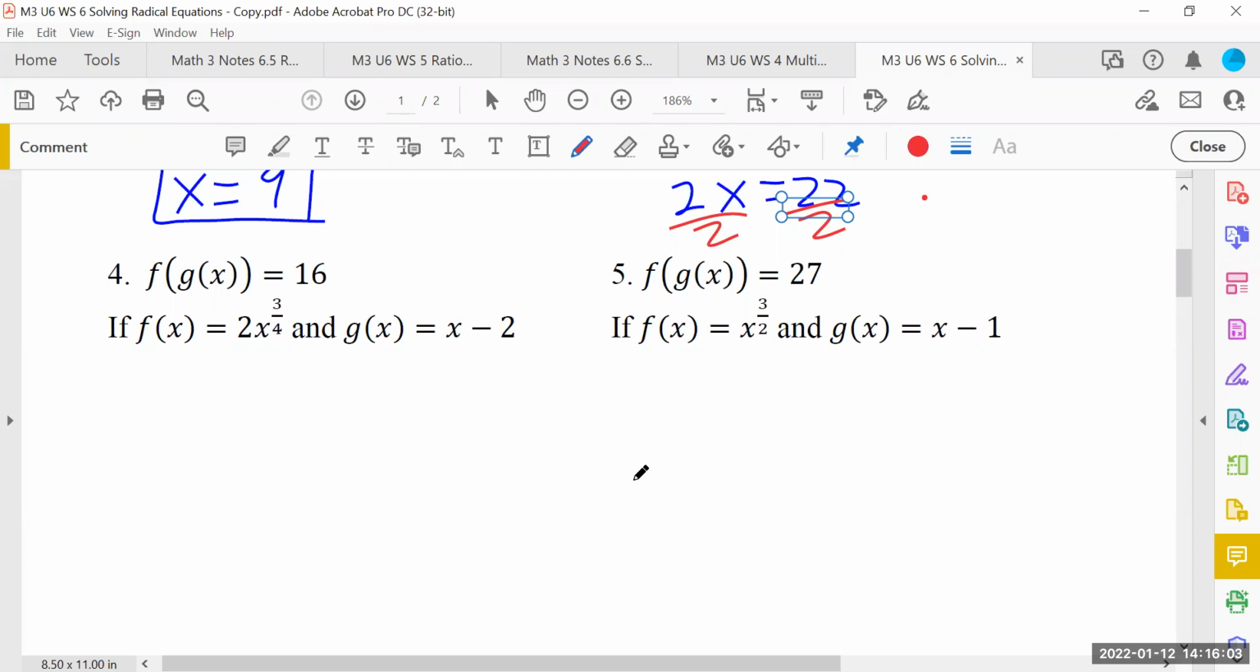Try number 4 on the homework. Very much like number 2.